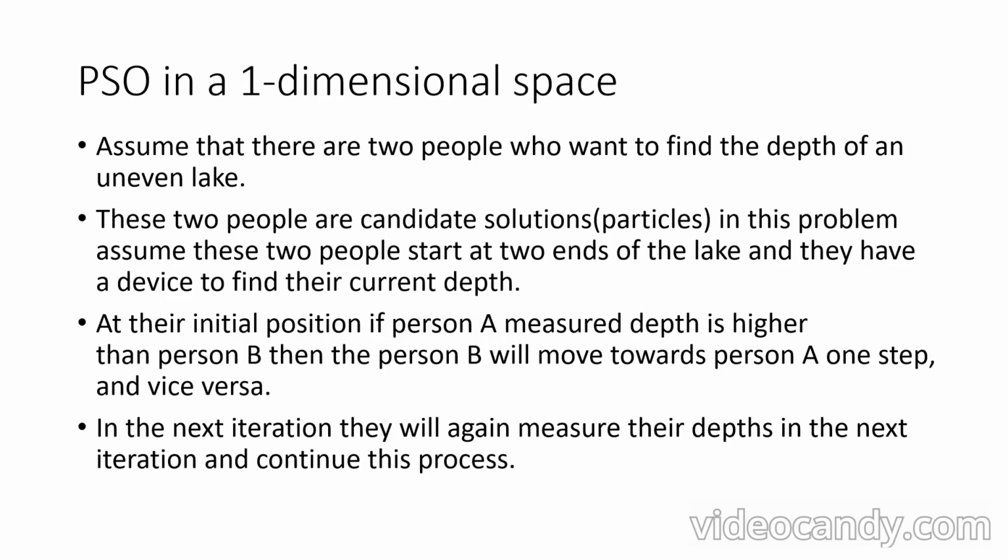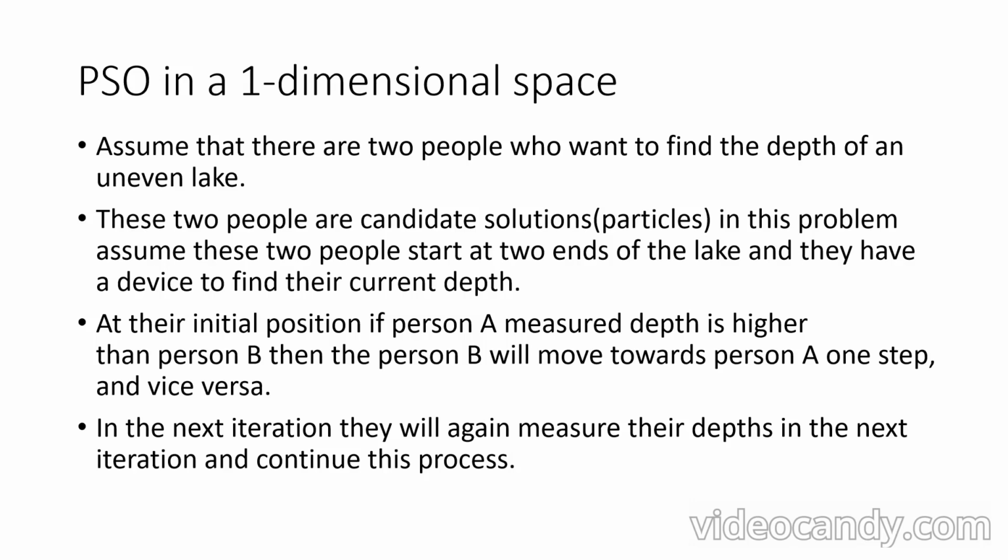To explain particle swarm optimization more clearly, I am going to start with one-dimensional space. So let's assume that there are two people who want to find the depth of an uneven lake. These two candidates are the particles in this problem. Assume that these two particles start at the two endpoints of the lake. One person is A and the other person is B.